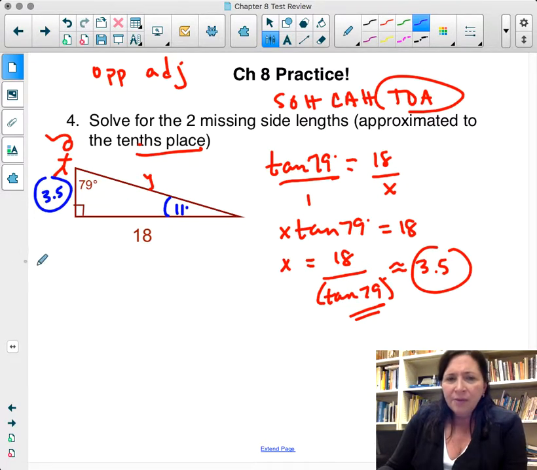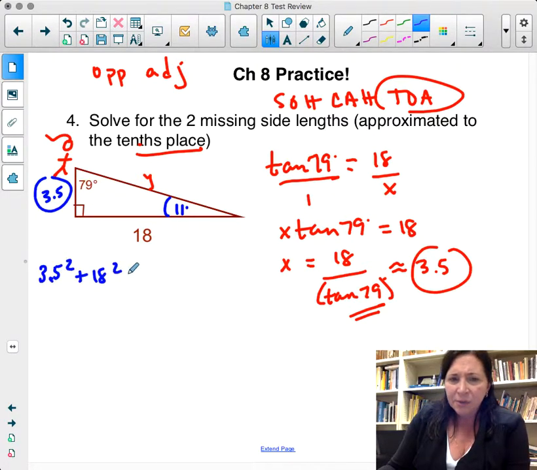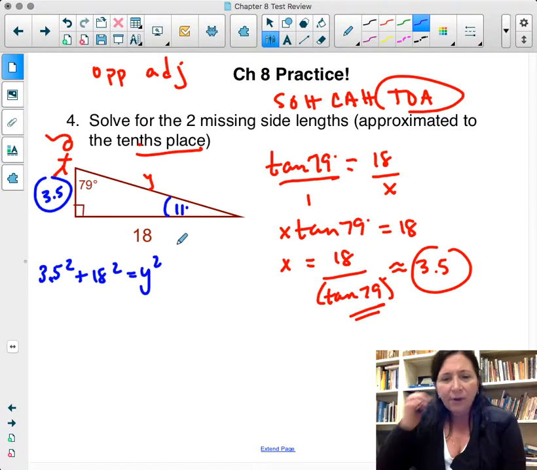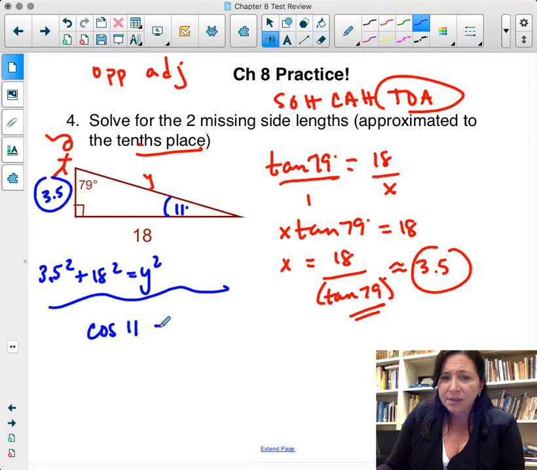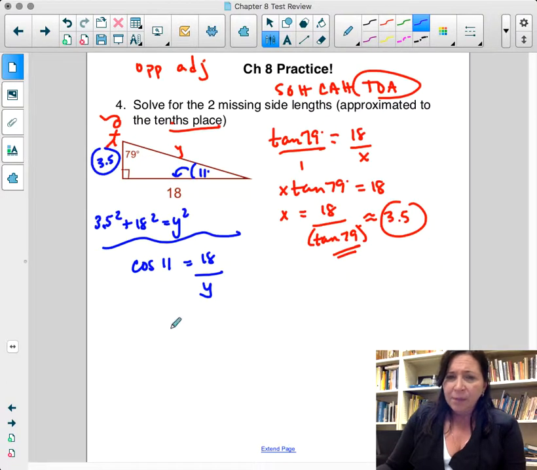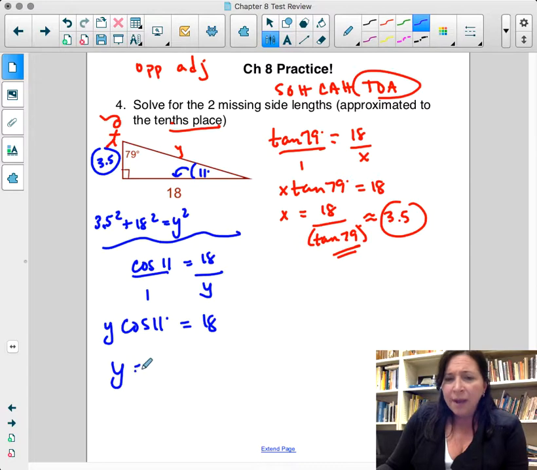Now, to find y, I do have a choice. I can use the Pythagorean theorem, 3.5 squared plus 18 squared equals y squared. Totally fine. Or I can use sine or cosine, depending on where I'm at. I can use my 11 degrees, and I can say cosine of 11 degrees is equal to the adjacent side, which is 18, over the hypotenuse, in which case I'm going to cross multiply, and I'm going to get y times cosine of 11 degrees is equal to 18. y is equal to 18 divided by cosine of 11 degrees.